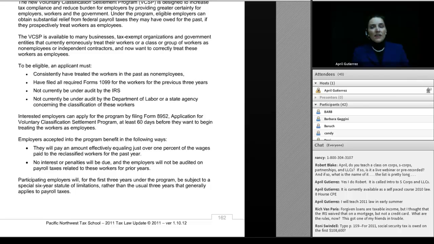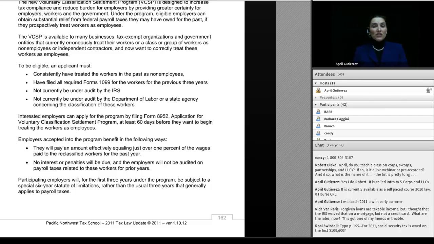The amnesty says, come forward and disclose the workers that you should have been paying on and the amount of wages that you paid to those workers. And for the calendar year that precedes this year, we'll charge you 1% of the wages you paid. And that's your penalty. And you're done.